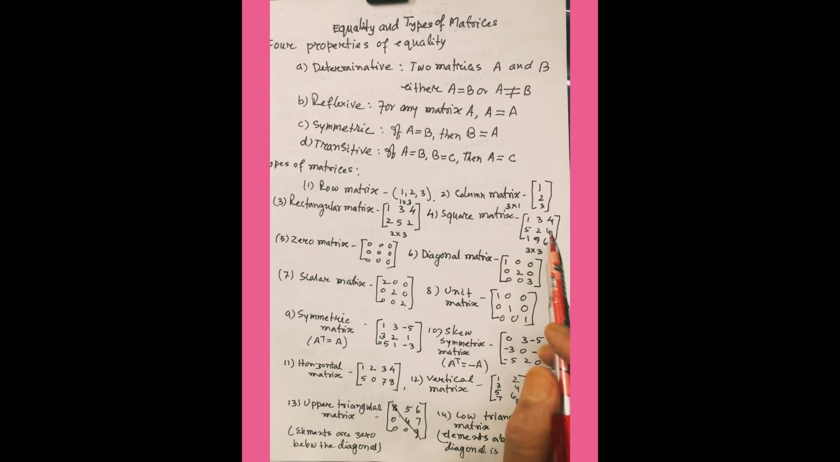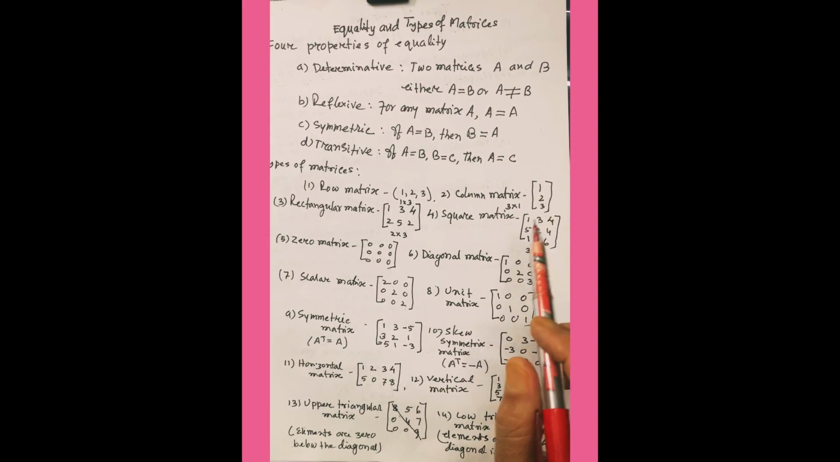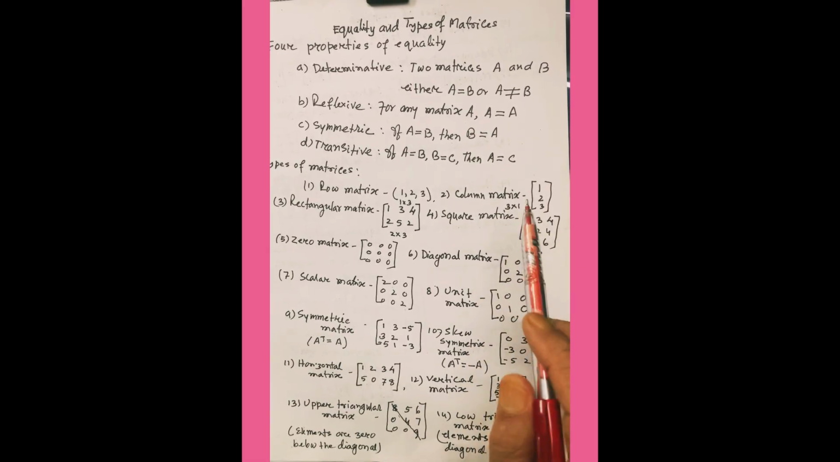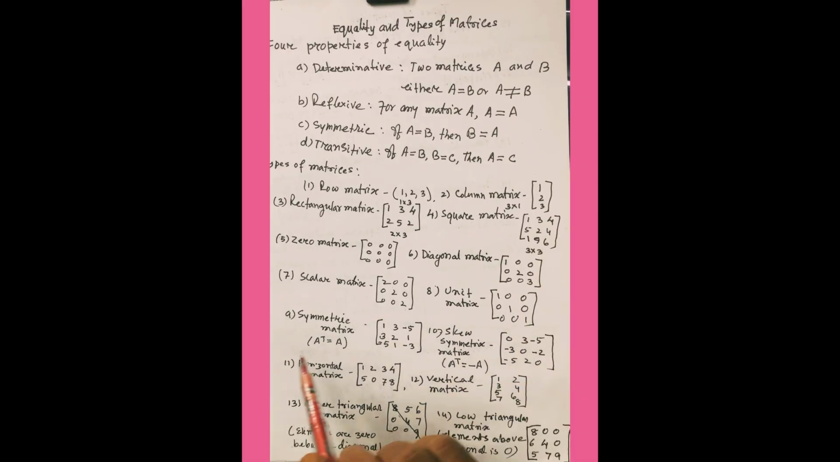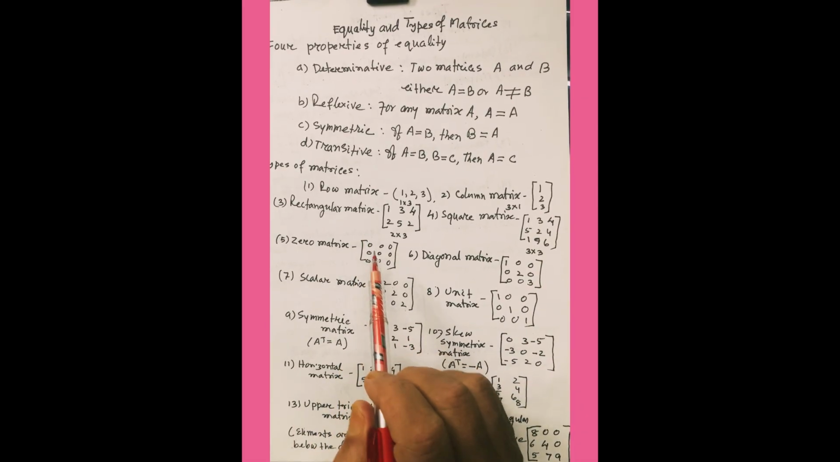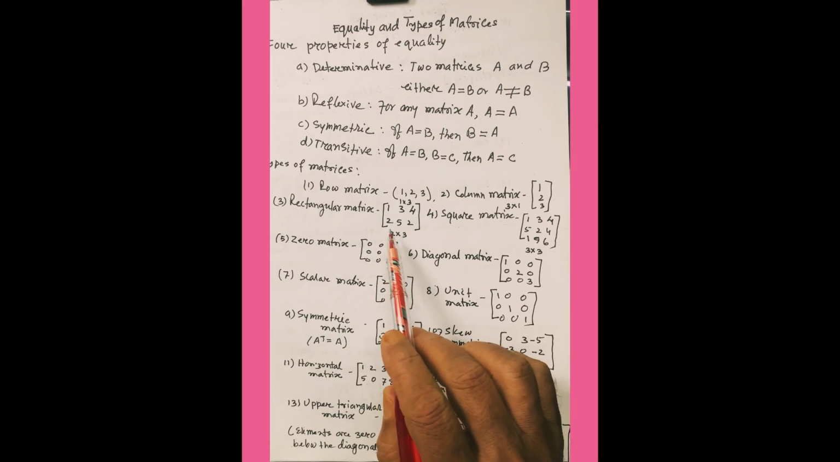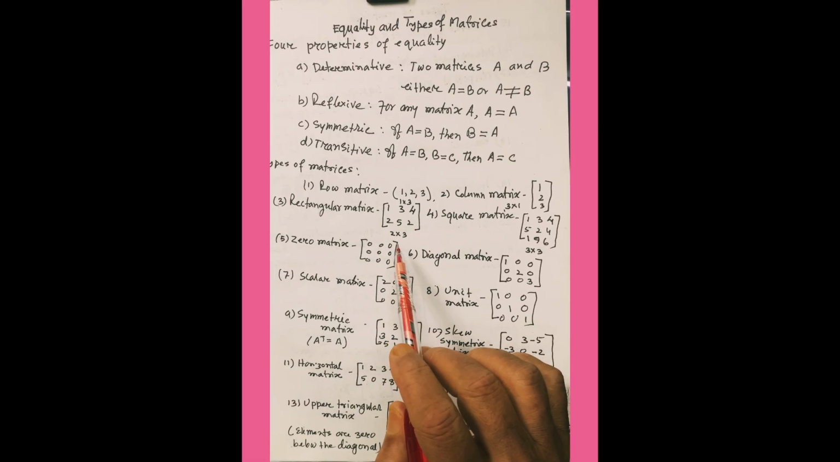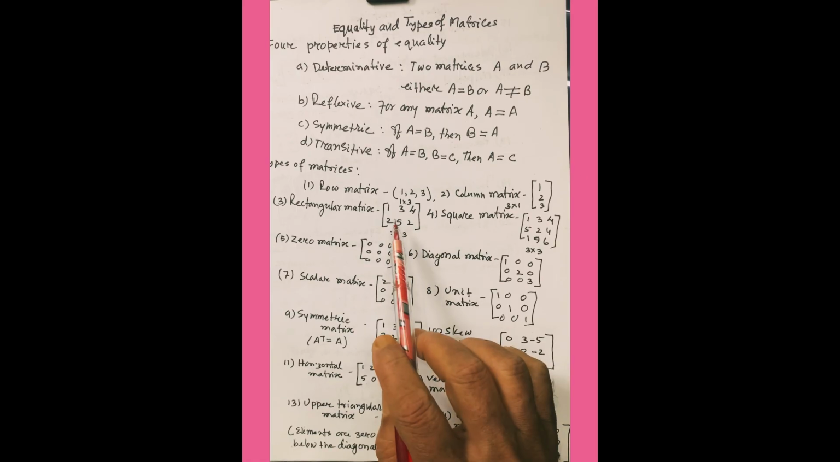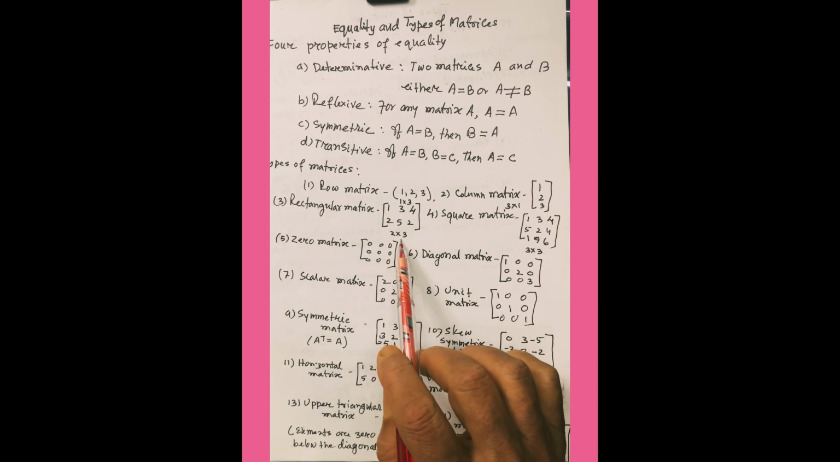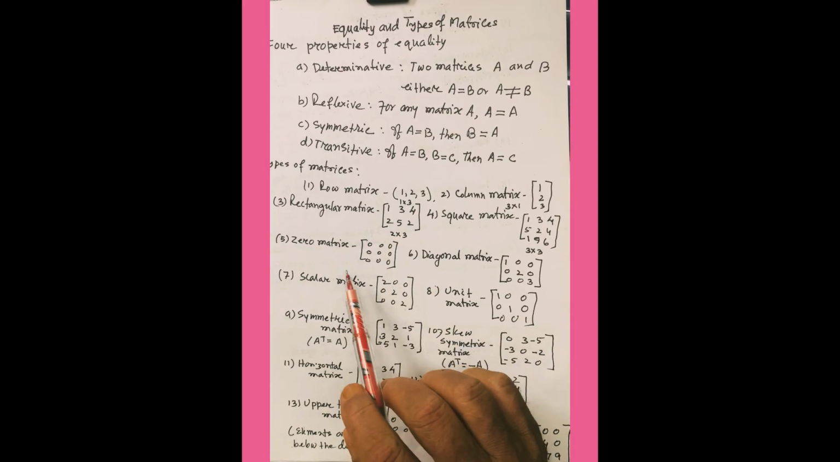Then column matrix. Suppose 1, 2, 3 in the form of a column. It is of order 3 by 1. So it is also known as a column vector. Then rectangular matrix. In a rectangular matrix, the number of rows and number of columns are not the same. Here, 3 columns are there and 2 rows. So the order is 2 by 3. So it is a rectangular matrix.